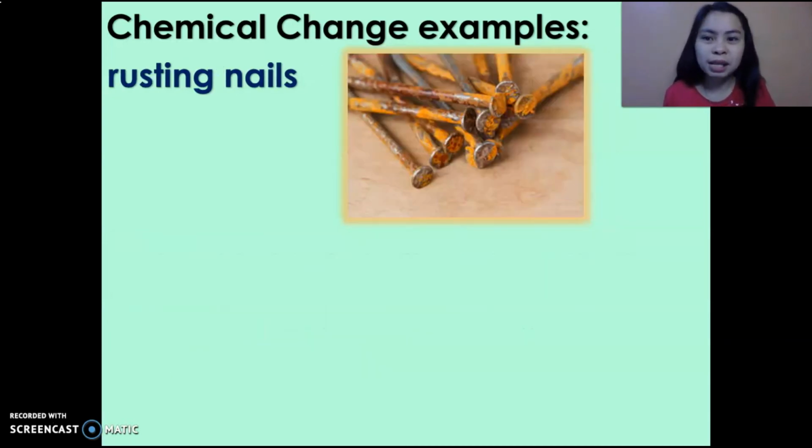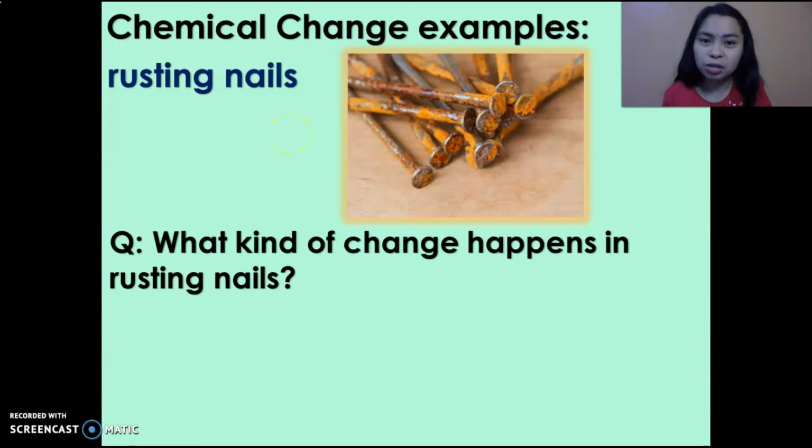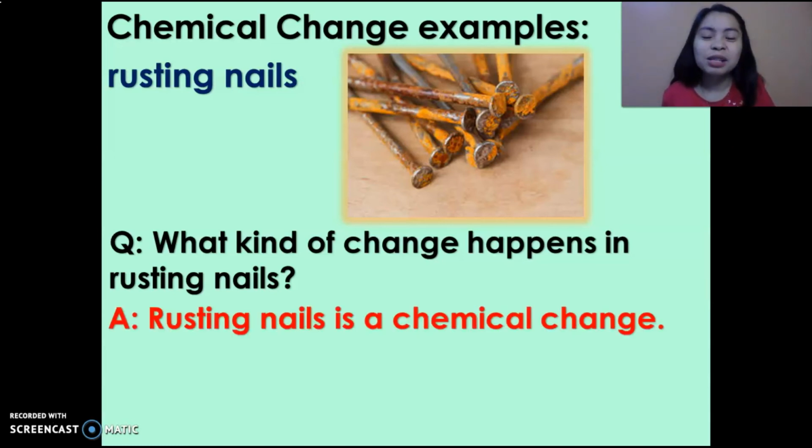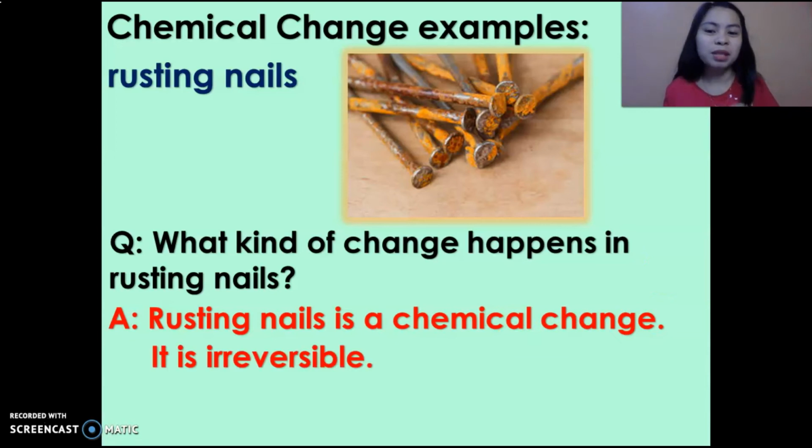Okay, so more examples. We have rusting nails. Again, rusting nails. Can you say it with me? Okay, so question is, what kind of change happens in rusting nails? Okay, yes, rusting nails is a chemical change. Okay, one more time. Okay, and rusting nails is irreversible because it's chemical change.